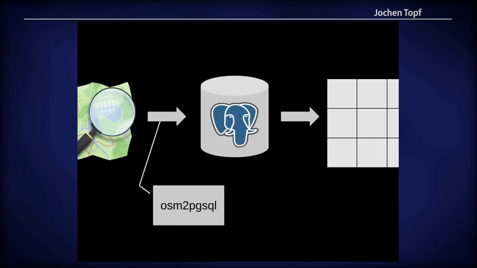So osm2pgsql is this tool that takes OSM data here on the left and imports it into a Postgres database. And then from then on, we can create vector tiles. And what I want to show here is that the second part, creating vector tiles, is actually pretty easy once you have the first part done. That's not the complicated part anymore. The first part is the complicated part. And I'm going to show you how to do that, and then a little bit about the vector tiles later.